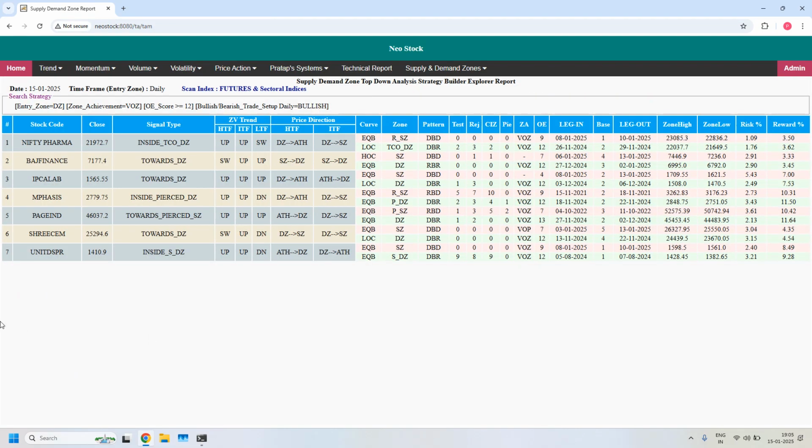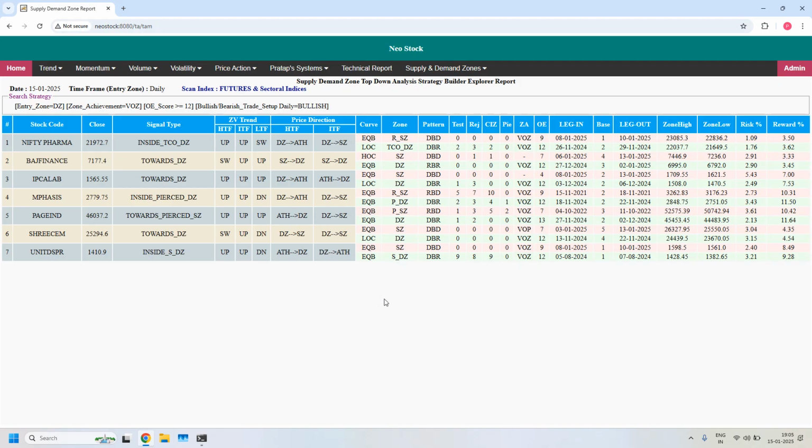We got 7 stocks. These 7 stocks are currently supporting bullish trade setup for daily income trade. Monthly income trade. Entry time frame is daily. These daily demand zones are entry zones. Out of these 7 entry demand zones, some are high liquidity zones.